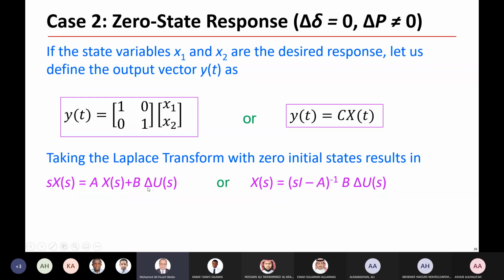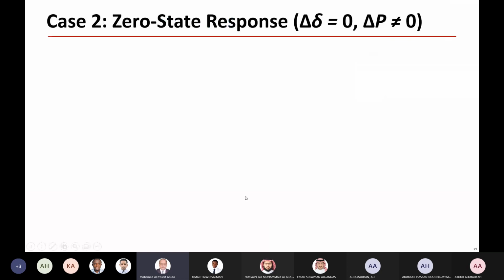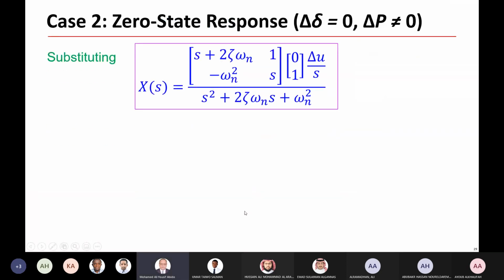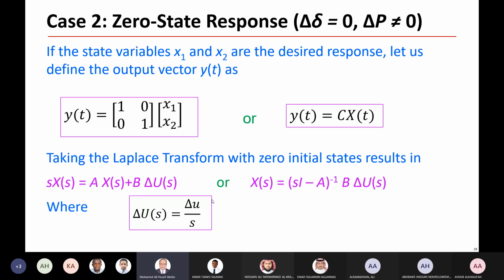If you take the Laplace transform, you have X of s equal to (sI minus A) inverse B delta U of s. And if you have a step change, delta U of s equals the step value, which is delta U over s. So delta U of s equal to delta U over s. You have a step change in the input. So you can have X of s equal to this multiplied by delta U over s. You just write the previous two equations here in matrix form.